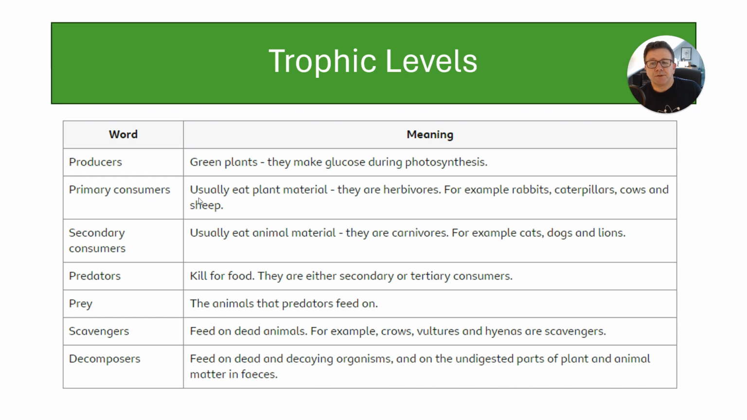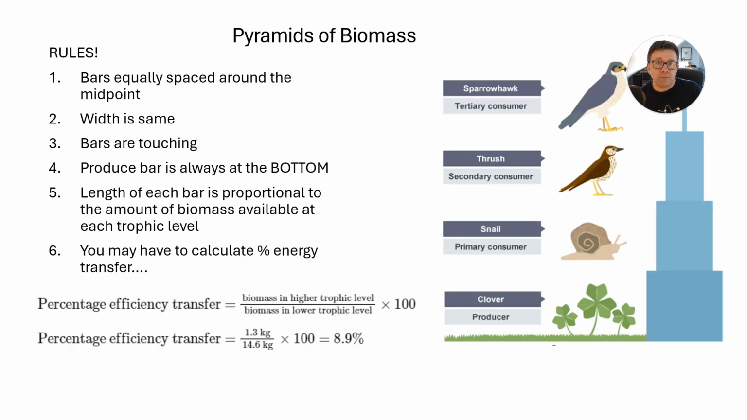Trophic levels, you need to know what all these things are. I'm pretty sure most of you know what those things are. And what you're going to use it for, I think, is a pyramid of biomass. Sparrowhawk, it's pecking my head. So yeah, pyramids of biomass.